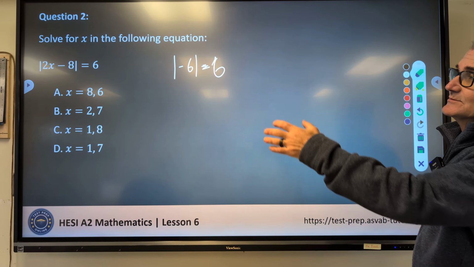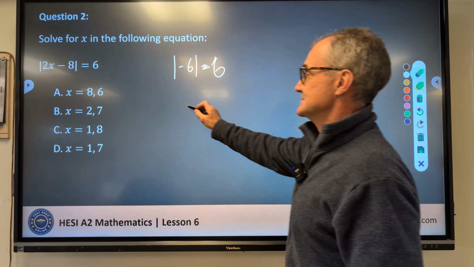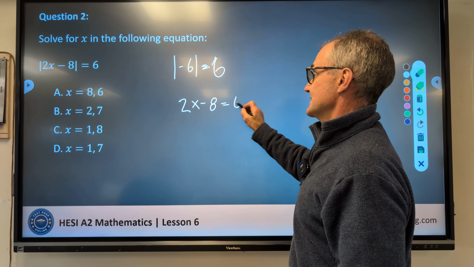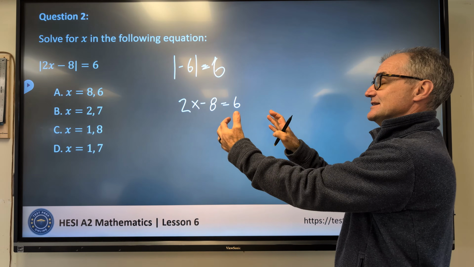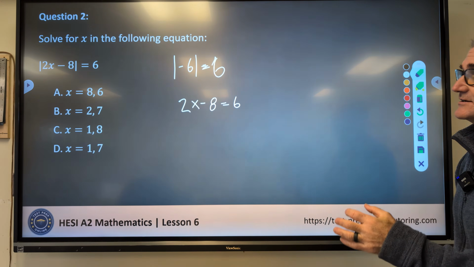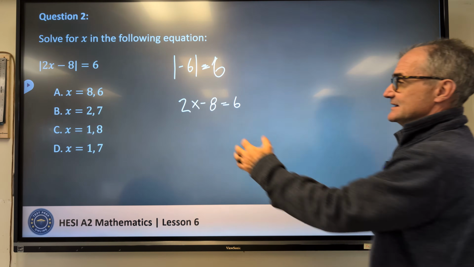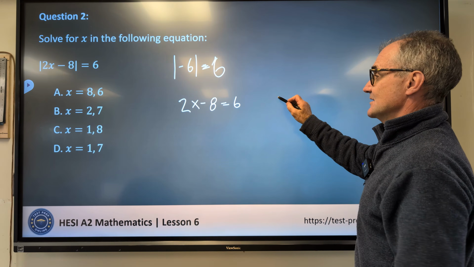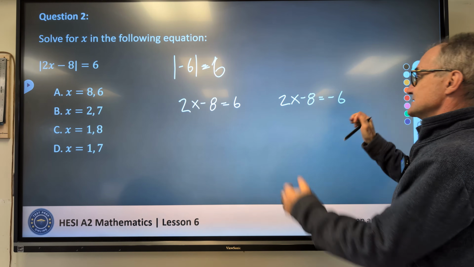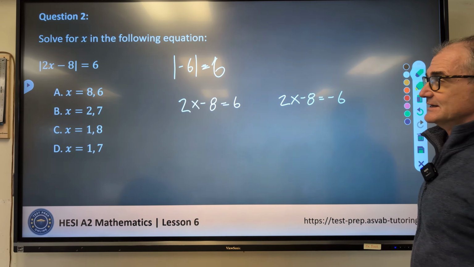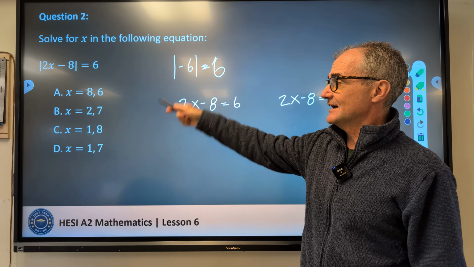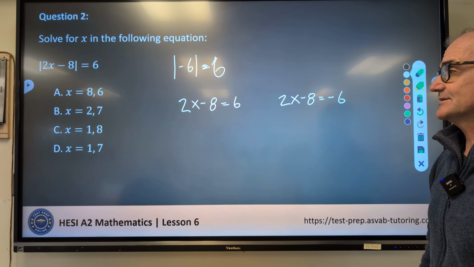However, we have an equation with absolute values, so that means 2x minus 8 could be equal to 6. But it also means everything inside of it could be negative and set equal to 6. So the way I solve absolute values is that either 2x minus 8 could equal 6 or 2x minus 8 could equal -6. I take the absolute value of it and make it a 6. As I scan my multiple choice answers here, I can see there are 2 solutions in every one of them.